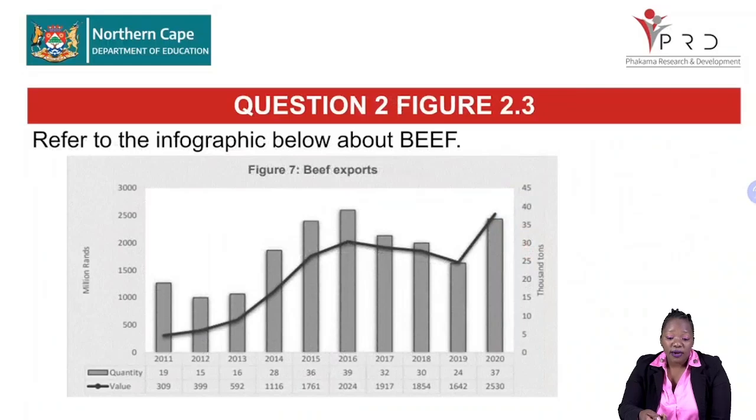In our next graph, we are looking at the beef export. So the millions in rand again, starting from 2011 up until 2020. So another 2 minutes so that we can go through the extract again.